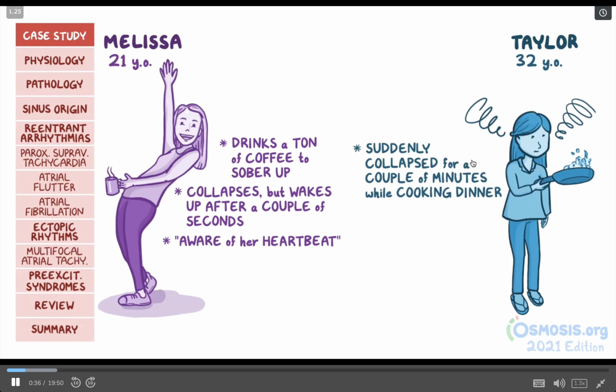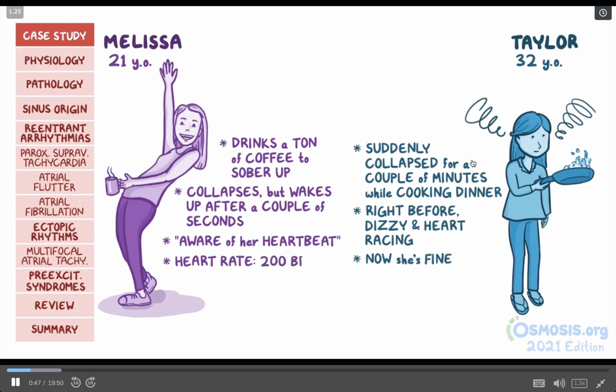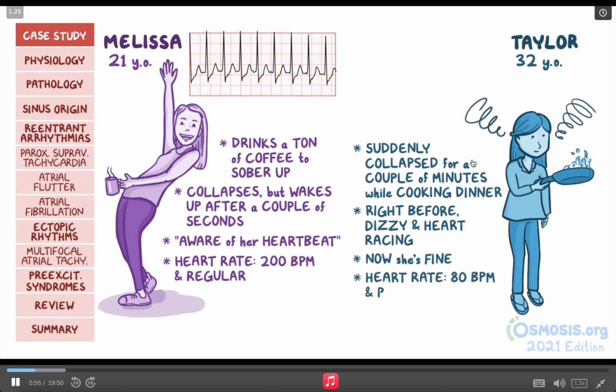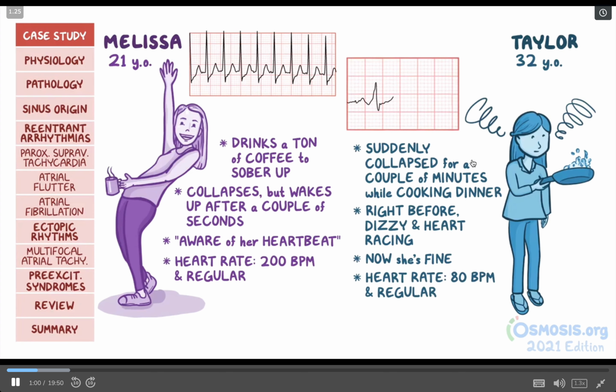Taylor's now awake, and she tells you that right before collapsing, she was feeling dizzy and like her heart was racing, but now she's fine. They're both placed on different monitors. Melissa's heart rate is 200 beats per minute and regular, and this is Melissa's ECG. On the other hand, Taylor's heart rate is 80 beats per minute and regular, so everything seems fine. However, her ECG shows this.